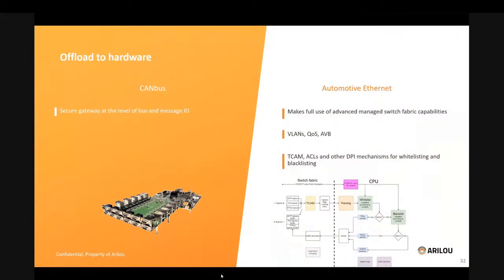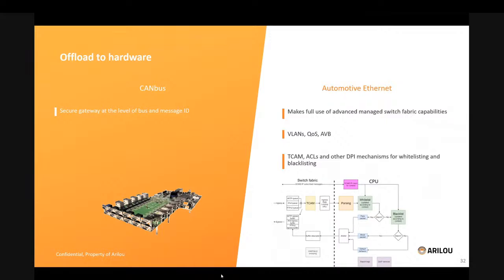Everything that you saw here takes a lot of resources. And we need to think where this goes to and who does what. In CAN bus, it's quite simple. Nearly everything is done in software. And the secure gateway is inspecting messages going from one bus to another at the message level and forwarding them accordingly. So it's basically a router.